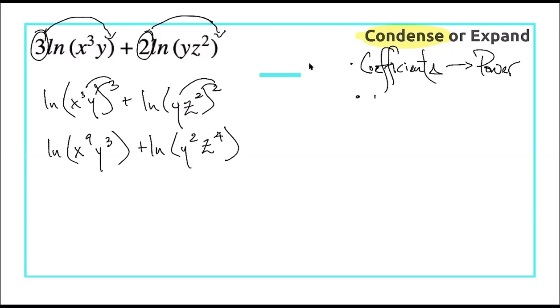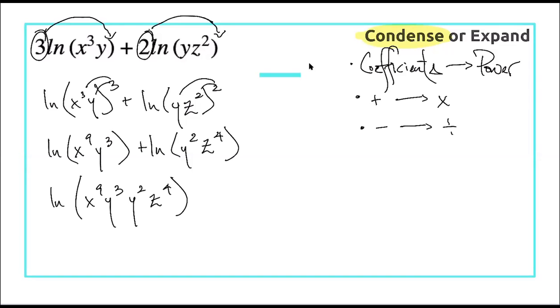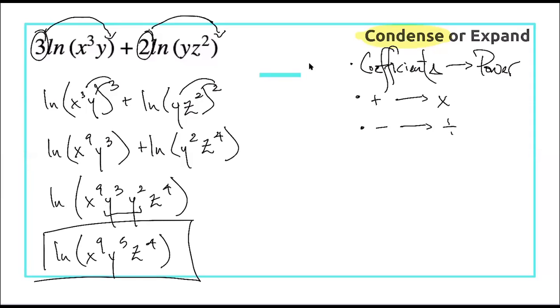And then you're going to check for any addition, which is going to become multiplication, and any subtraction, and it's going to go to division. And so we'll get an almost final answer of natural log of x to the 9th, y to the 3rd, y squared, z to the 4th. And we want to make sure that we combine our like terms. So what's the power of y going to be? 5. Yeah, y to the 3 plus 2, or 5. All right, so that gives us a final answer here of natural log x to the 9th, y to the 5th, z to the 4th, okay?